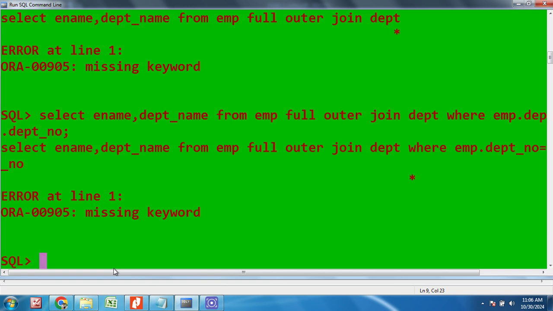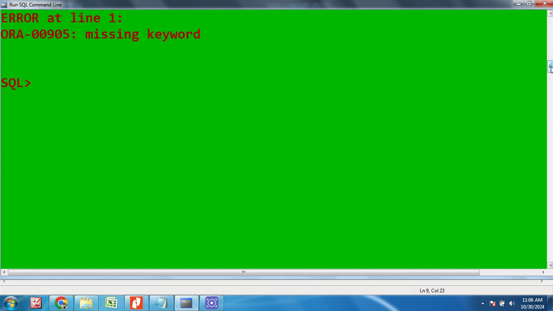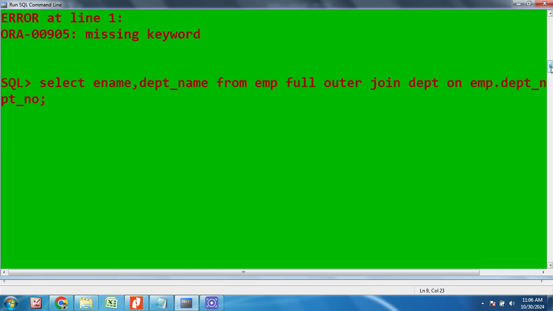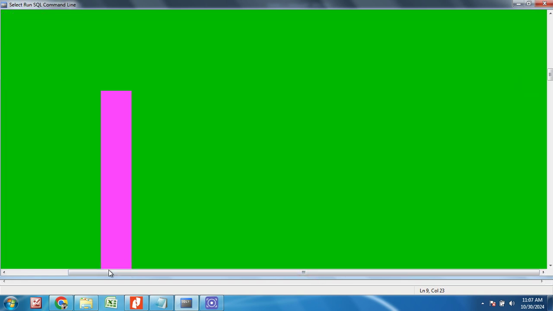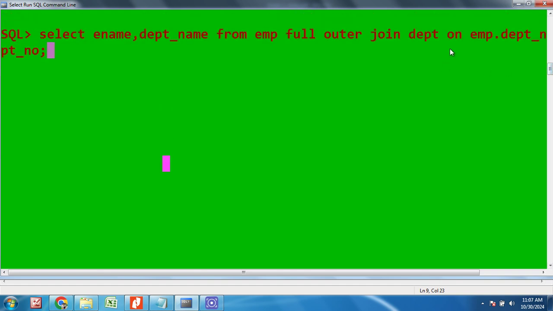Here we have written a where clause. Again, try another way. In both ways this is not possible, so try to write it in another way. Select ename, dept name from emp full outer join dept on emp.department number equals dept.department number. Just try to see the output. I have written on instead of the where clause.